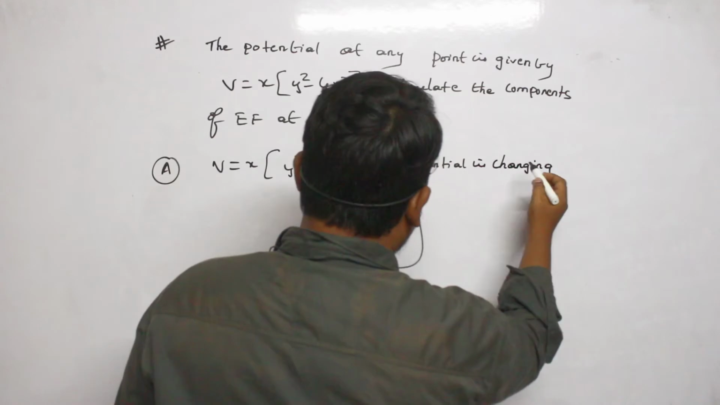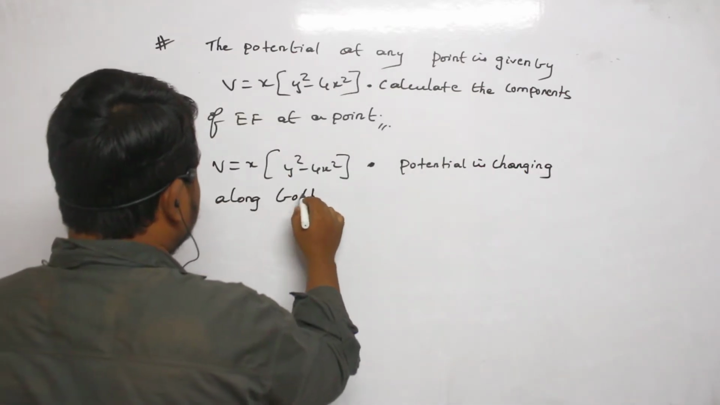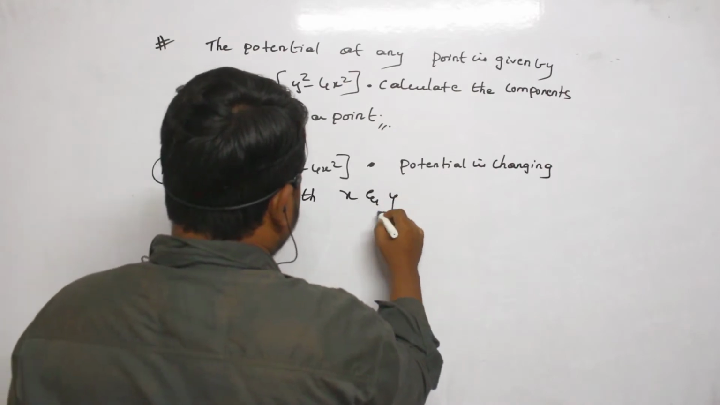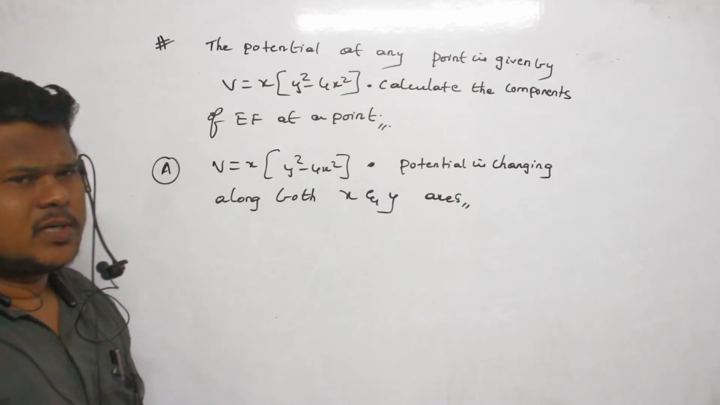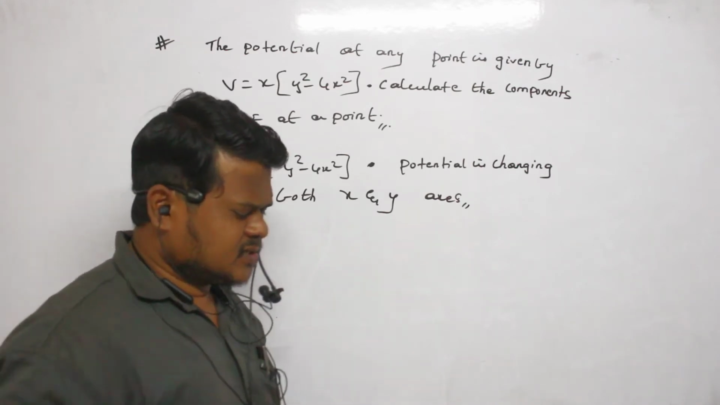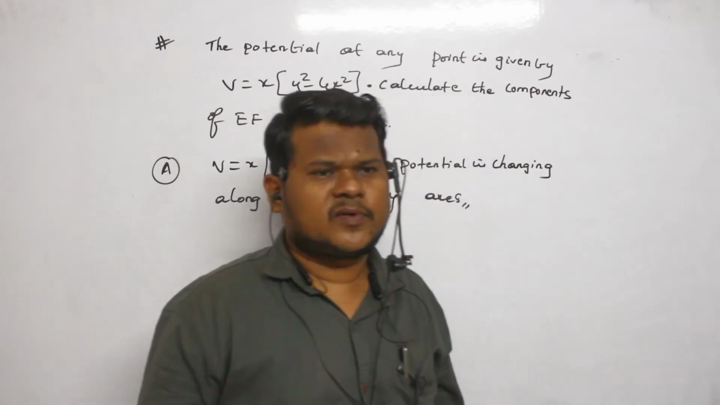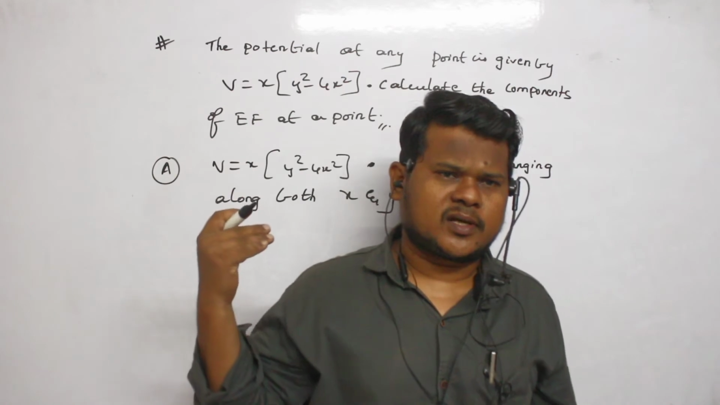Potential is changing along both x and y axis. Clear? Potential is changing along the x-axis also, potential is changing along the y-axis also. So in which direction will potential change? Potential will change only in the direction of the electric field or in the opposite direction to the direction of the electric field.